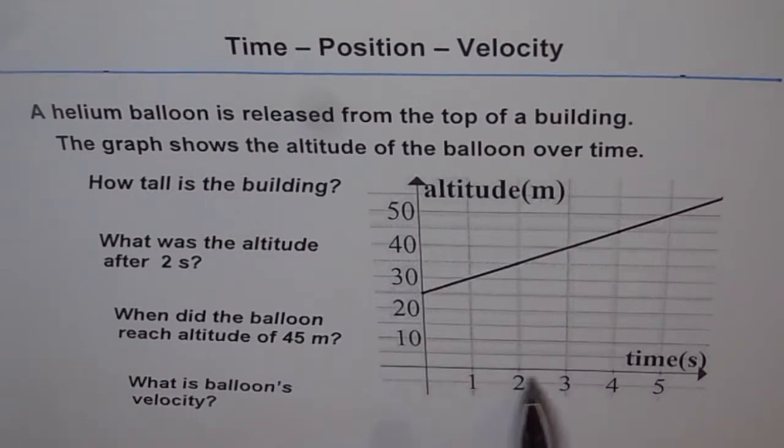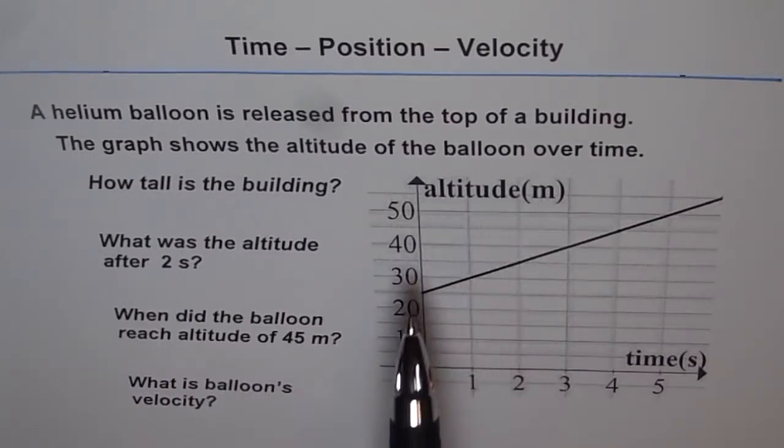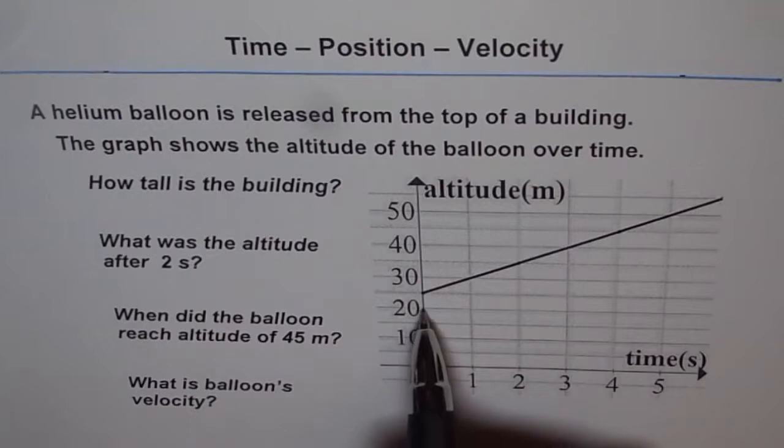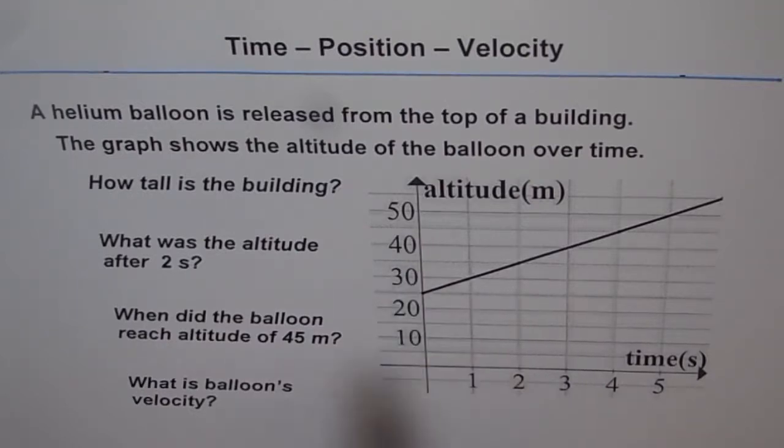Along the horizontal axis, we are showing time in seconds. Each division is 1 second. Along the vertical axis, we are showing altitude, or the height of the balloon, in meters. And here each division is 5 meters. It is marked 10, 20, 30, 40, 50 as 2 divisions, right?